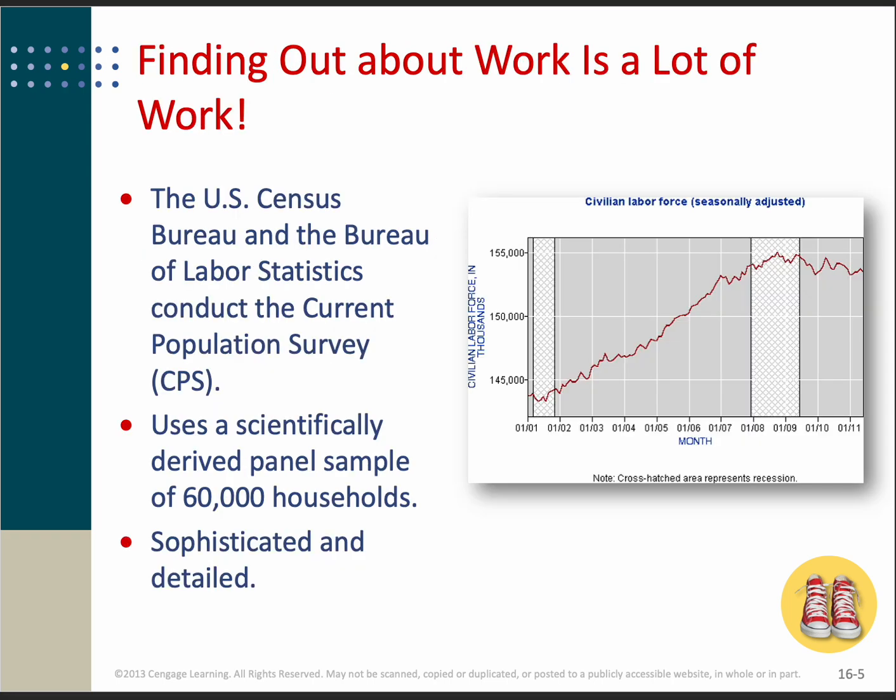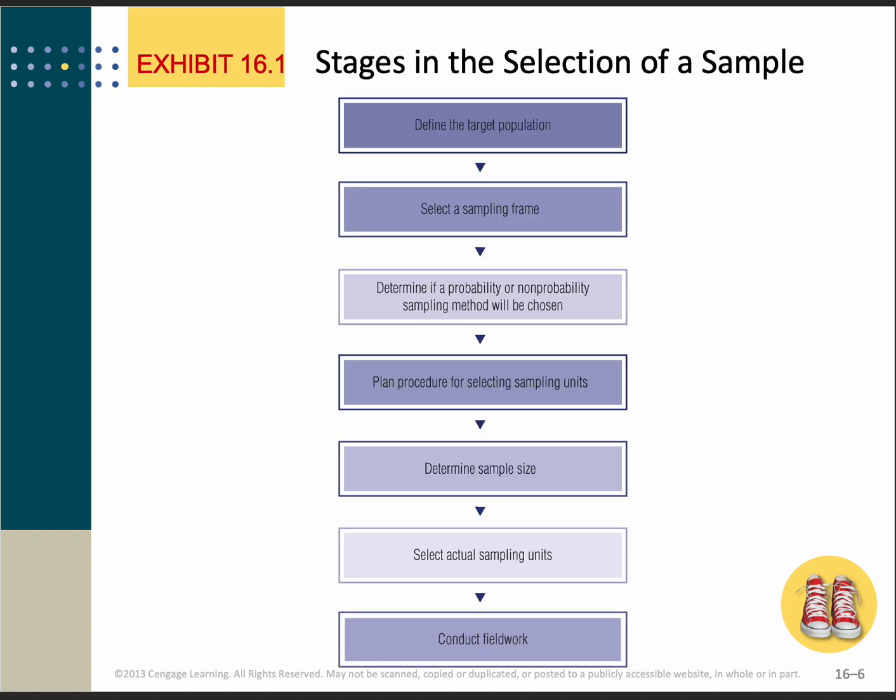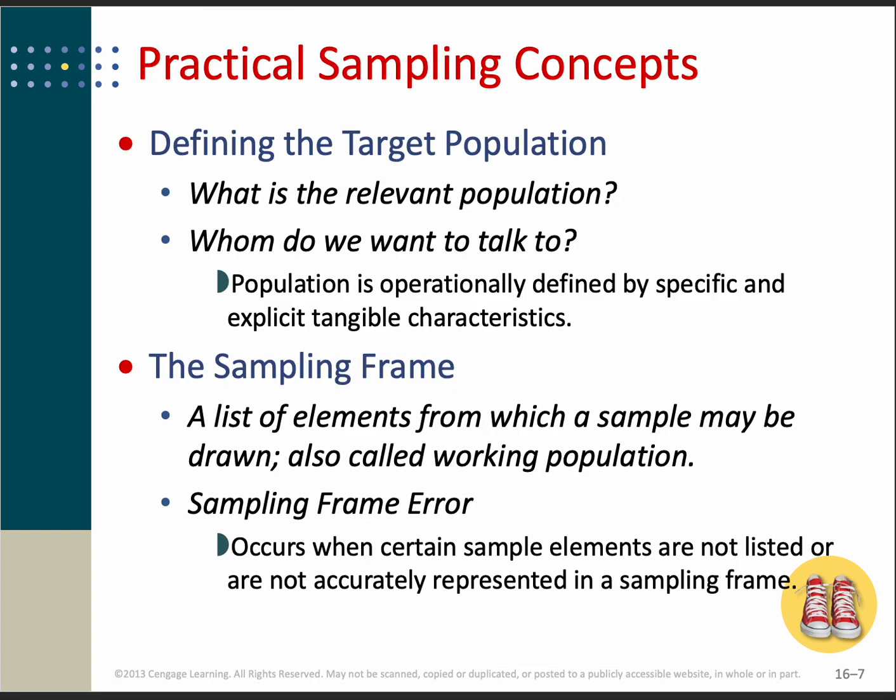Again, decision making goes back. We're talking market analysis or market research. We're not talking political research necessarily, but it's still the same procedures. Finding these things out is expensive and time consuming. Here are the stages of a sample. Practical concepts. Define the target population.